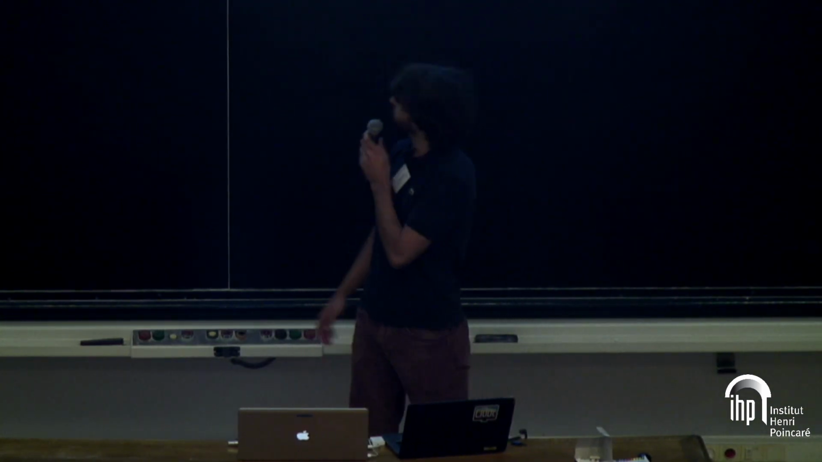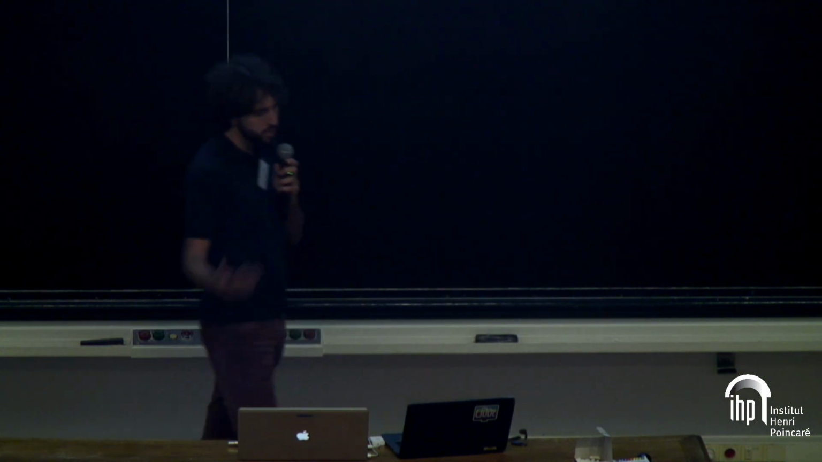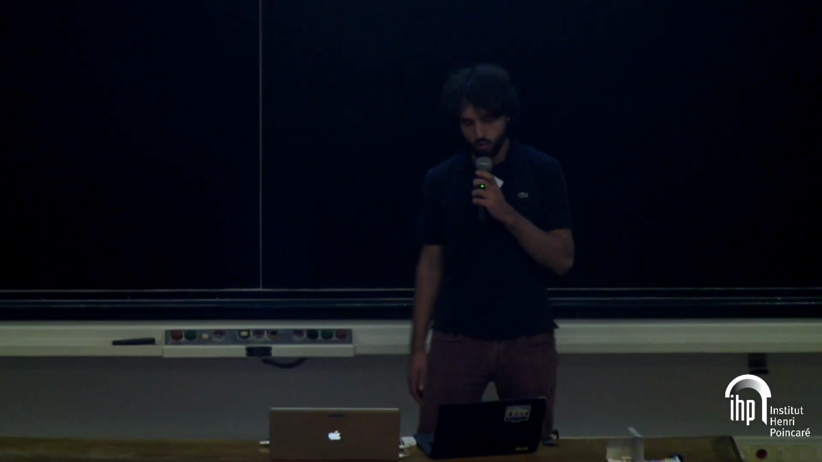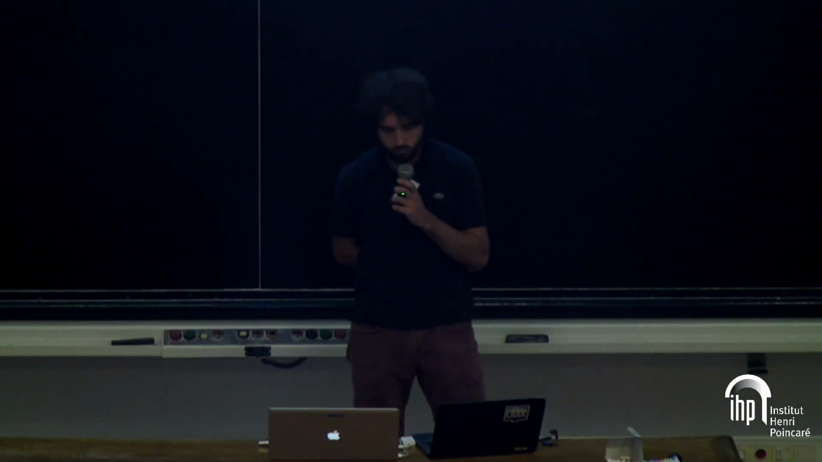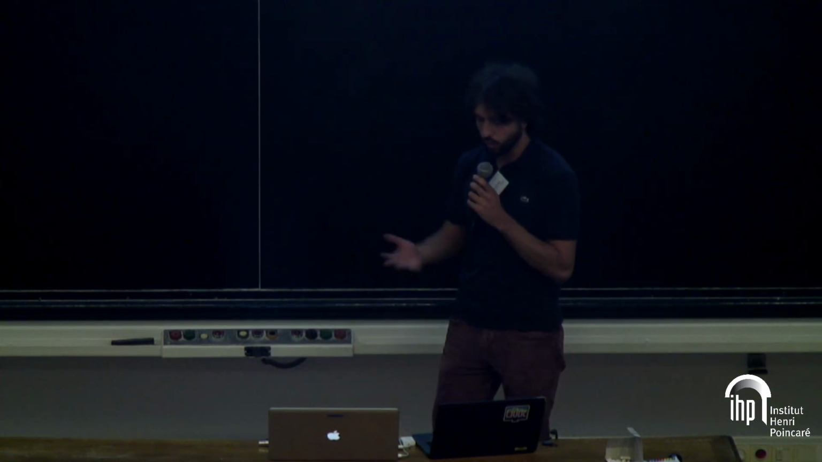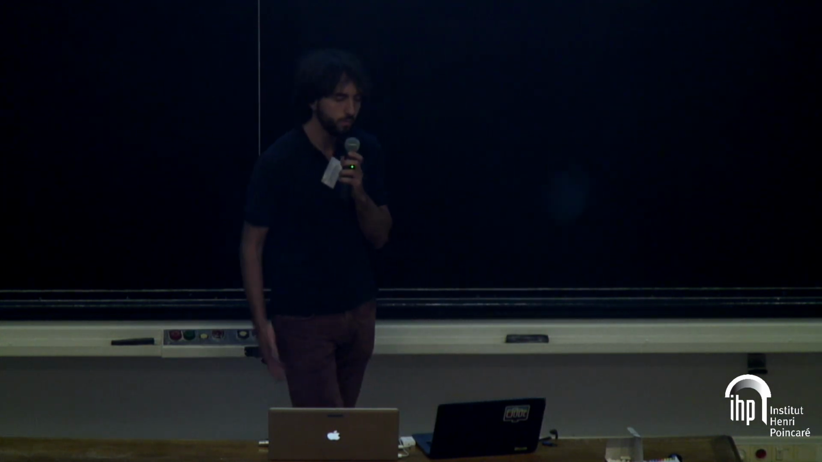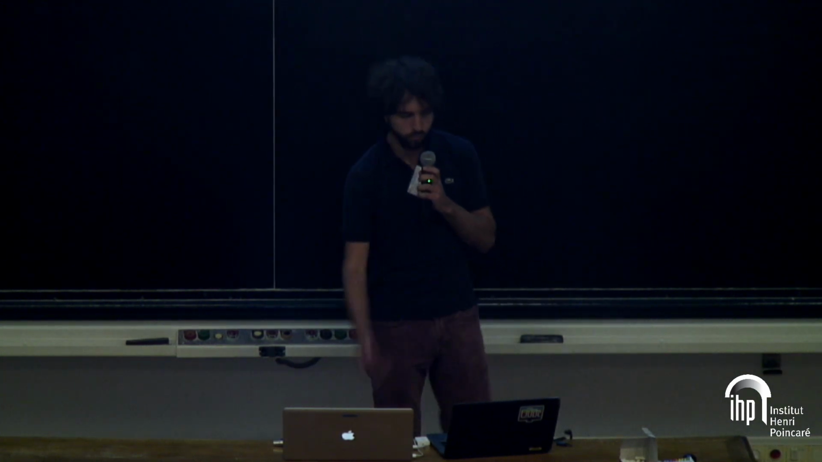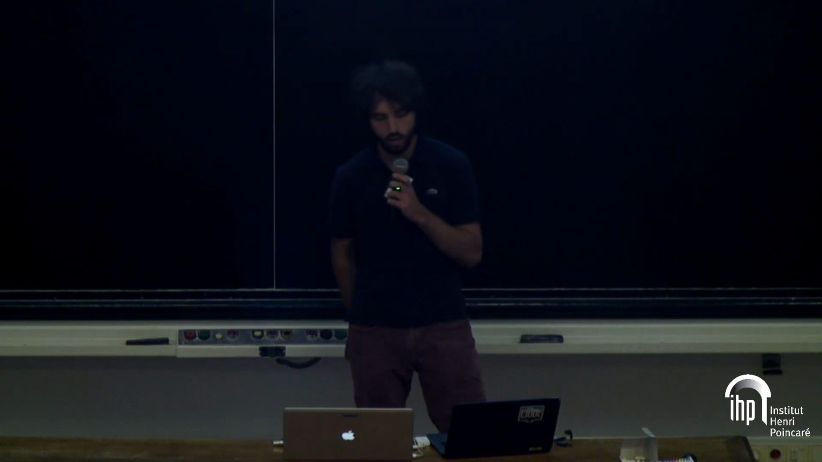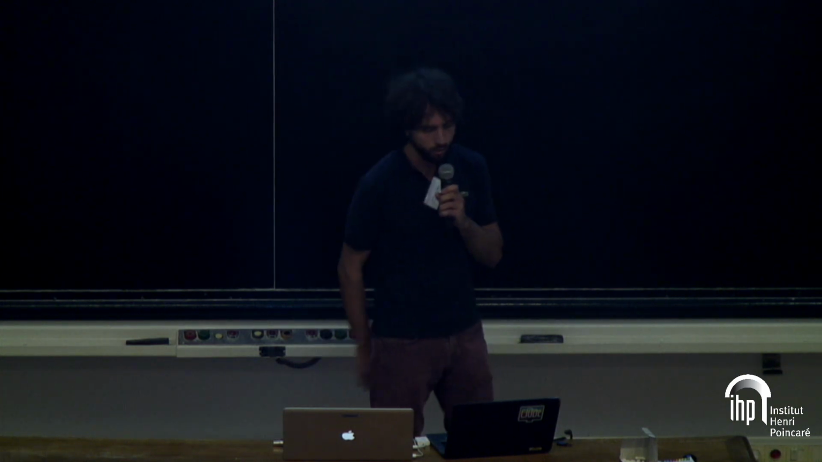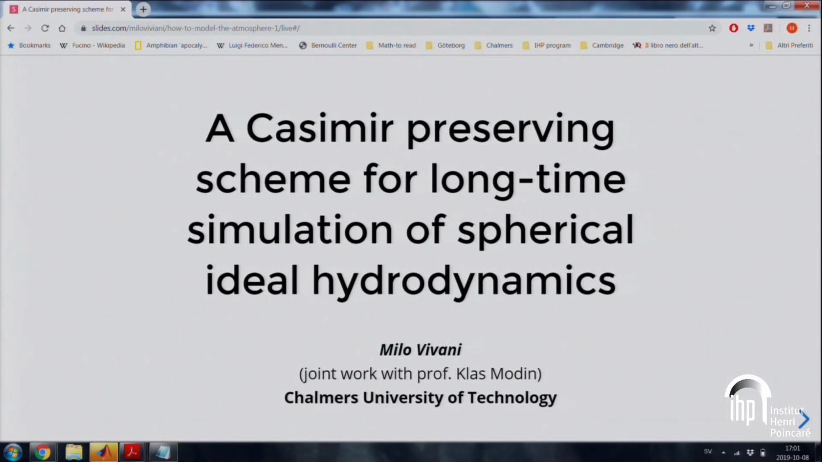So the title, I want to explain the title first. A Casimir preserving scheme for long-time simulation of spherical hydrodynamics. So I work in numerics, so I'm not part of the sort of climate scientists. So I spent a lot of time working with the numerics related to the Euler equations. And so I will try to present in this work how numerics can be useful, and in particular how numerics will deal with the conservation quantities. So for 2D Euler equations, Casimirs play a big role.